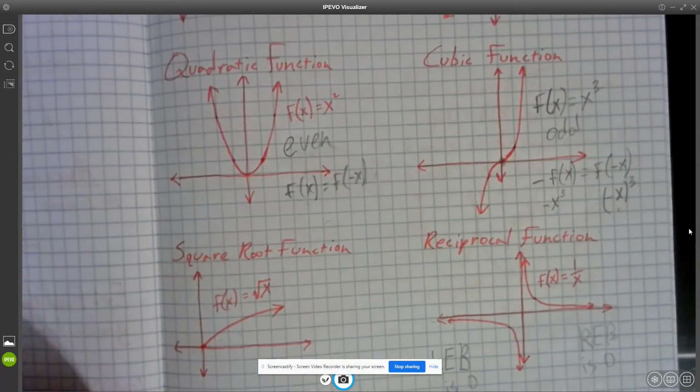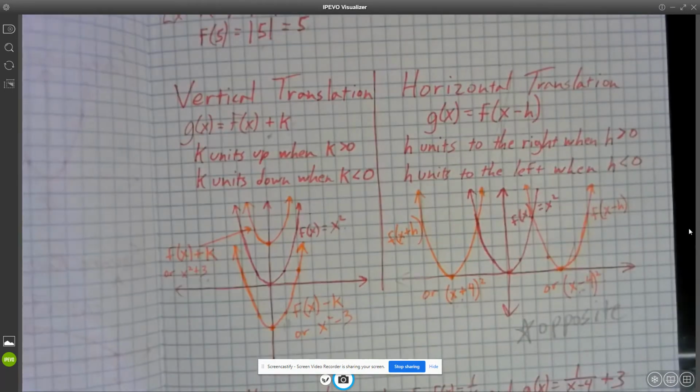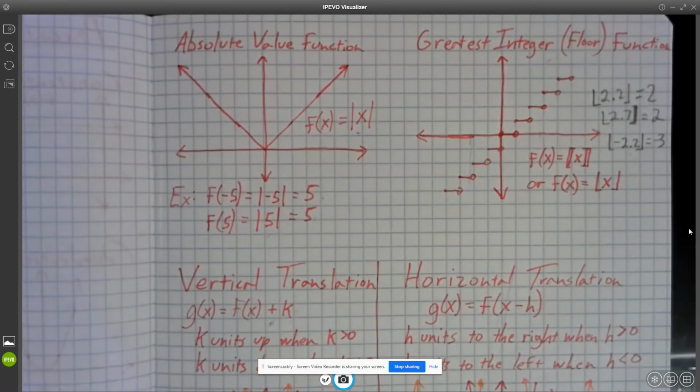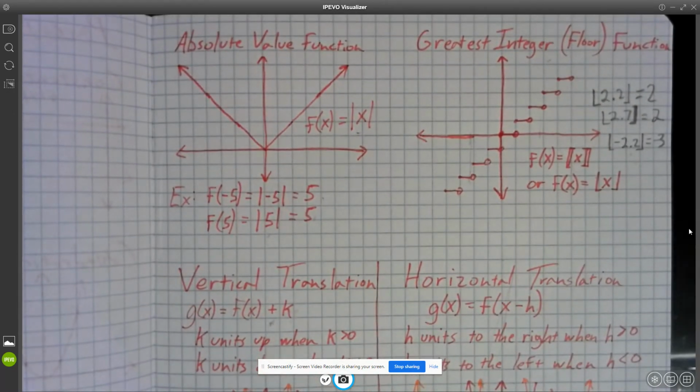All right, so let me go to the next page here. So 2 more parent functions, and then I'll talk about transformations.